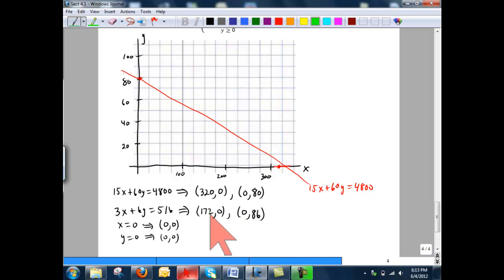Second line goes through 172, 0. That's about right here. And also 0, 86 is about right here. So the second line we're dealing with is this one. That's the line 3x plus 6y equals 516. The third line is x equals 0. That's just the y-axis rather. So x equals 0 is that line, and the fourth line is the line y equals 0, which is the x-axis. So that's this one.